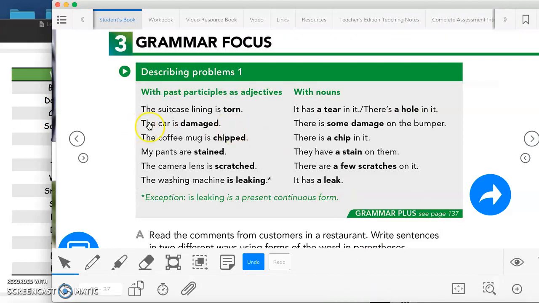Then we have another example. The car is damaged. Again, the past participle is used with the verb to be. Or we can use it as a noun: there is some damage on the bumper.